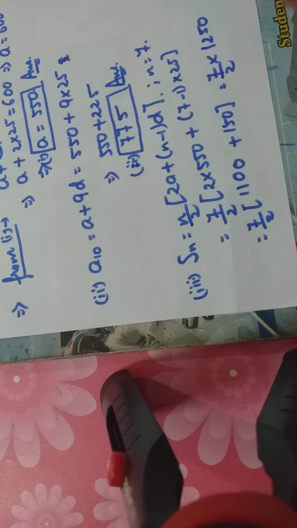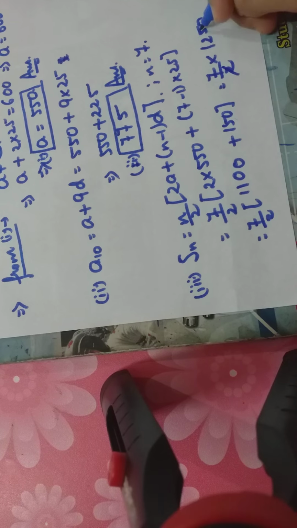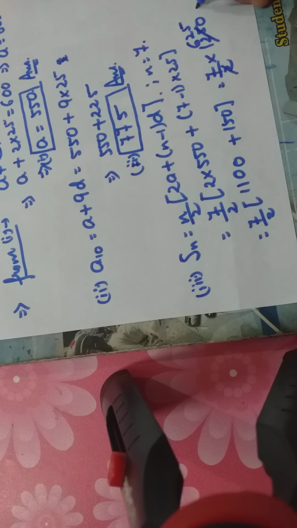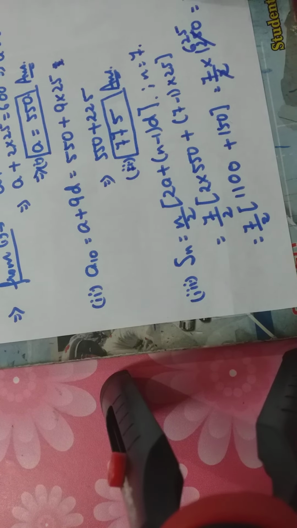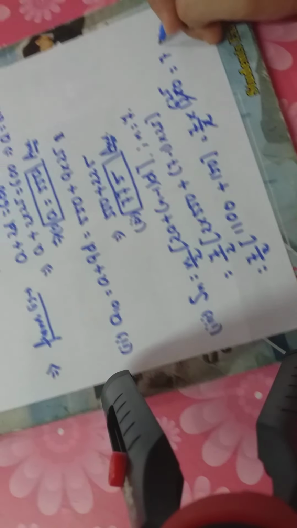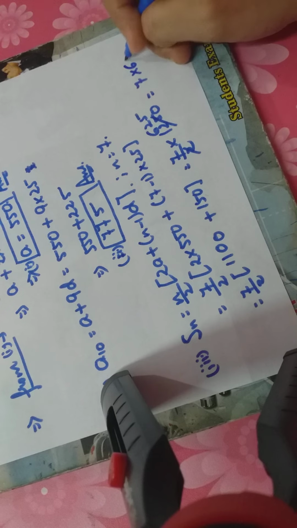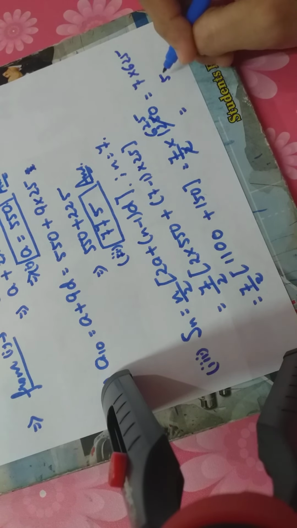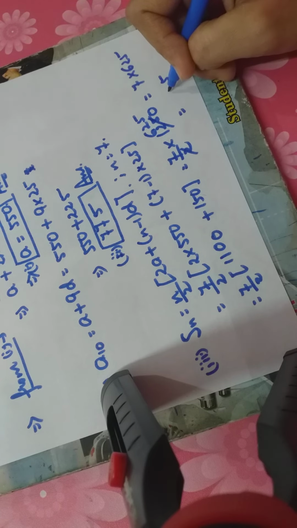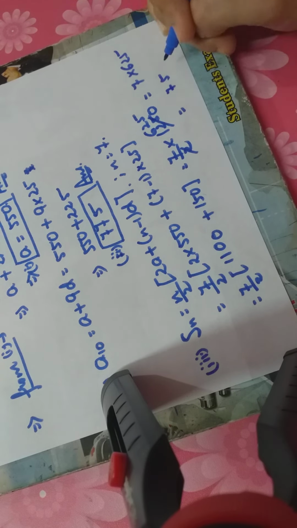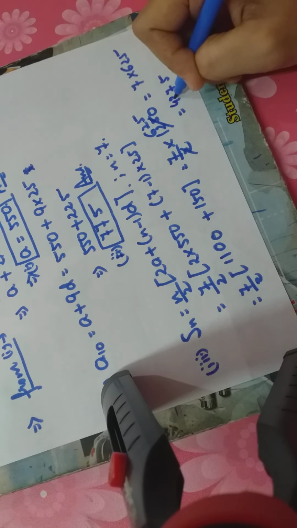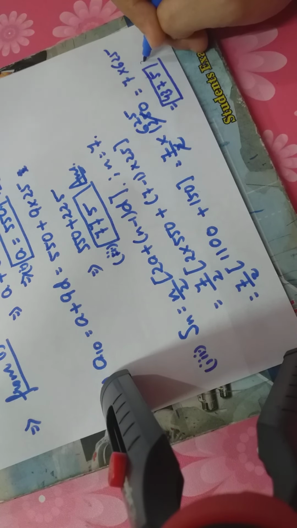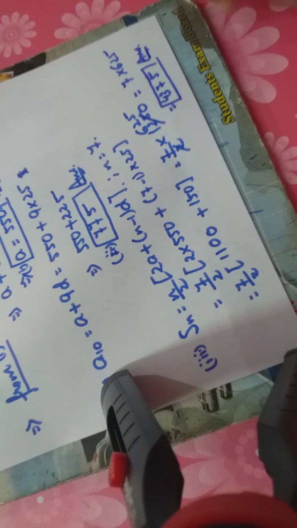I will cancel this 2 with 1250: 2 6s are 12, 2 2s are 4, 2 5s are 10. So our answer will be 7 into 625. When I multiply it, 7 5s are 35, 5 carry 3, 7 2s are 14, 14 plus 3 is 17, carry 1, 7 6s are 42, plus 1 is 43. So our final answer will be 4375.